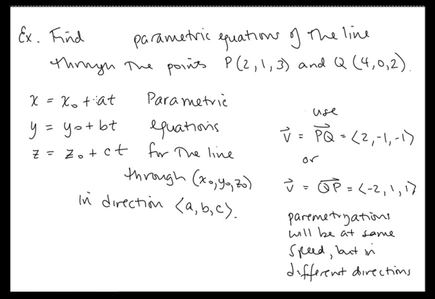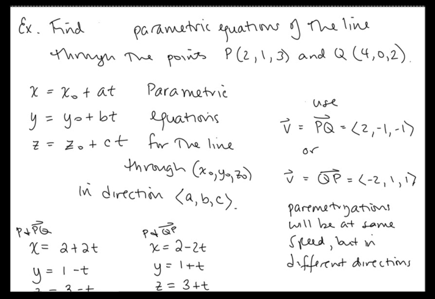And we also need a direction vector for this line. And that we're going to have to create. We're going to have to use either vector PQ or vector QP. If we use vector PQ, we're looking at (2, -1, -1). If we use vector QP, we've got (-2, 1, 1). So actually these parametrizations will be at the same speed but in different directions because the factor between the two is just a negative 1.